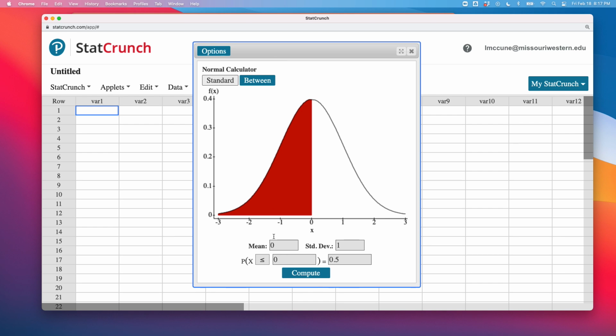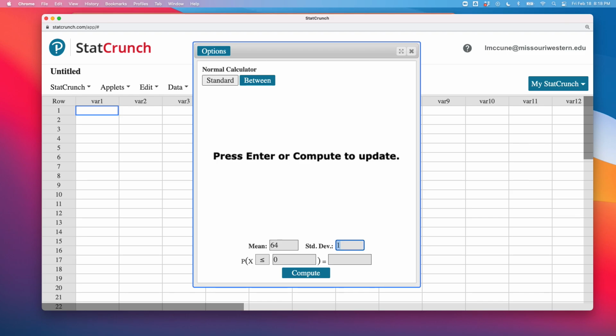All right, so it defaults to a mean of 0 and a standard deviation of 1. So I'm going to change that. My mean was 64. Our standard deviation was 3. And here it also defaults to finding the probability that x is less than or equal to 0.